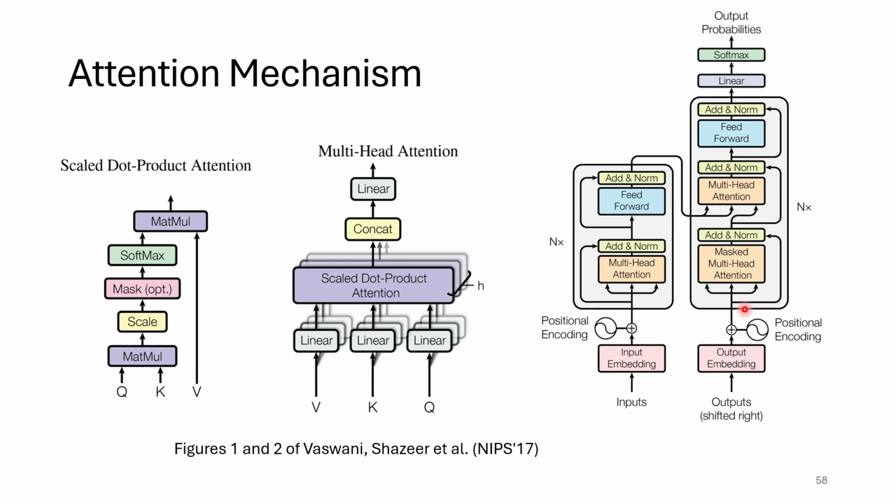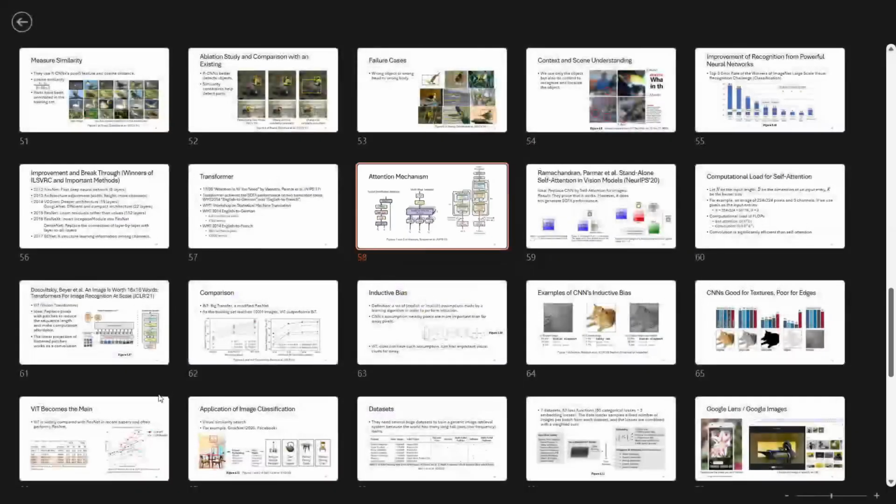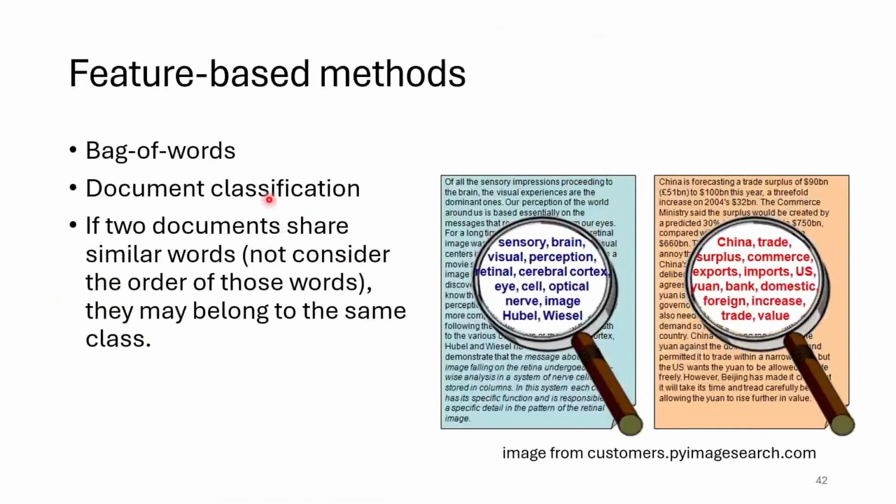For example, if you want to classify two documents, whether they belong to the same class, using the encoder only is enough. If you want to generate some sentences, you use a decoder, such as ChatGPT. Okay? If you translate one language to another, you need to use both of them. So this is an encoder plus decoder architecture. All right, so let's take a break.